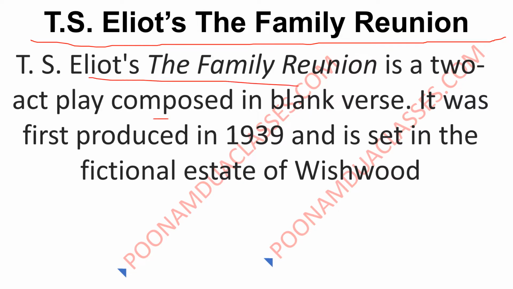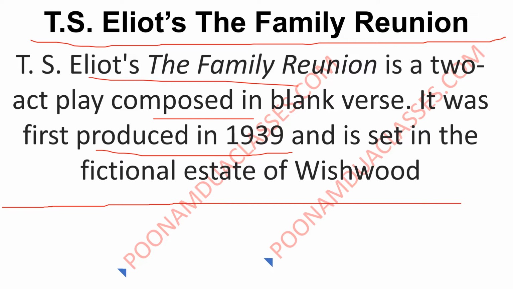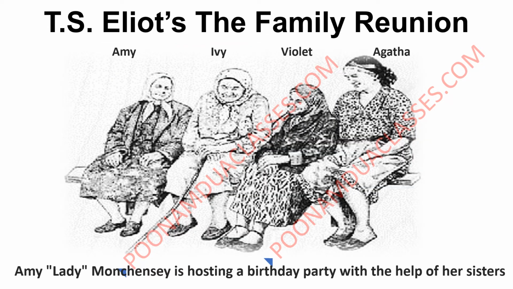So, a play composed in blank verse was produced in 1939 and is set in the fictional estate of Wishwood. Let us get acquainted with the characters. Along with the characters, we will keep on understanding the plot of the play too. There are four sisters, Amy, Ivy, Violet, and Agatha.